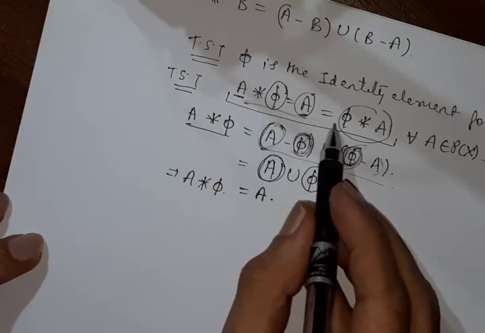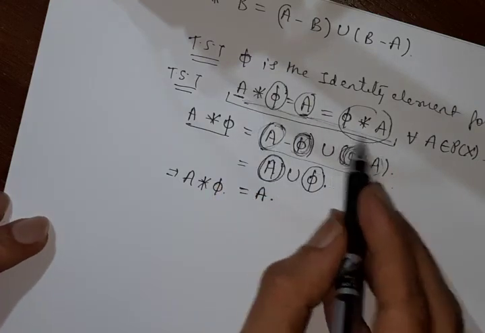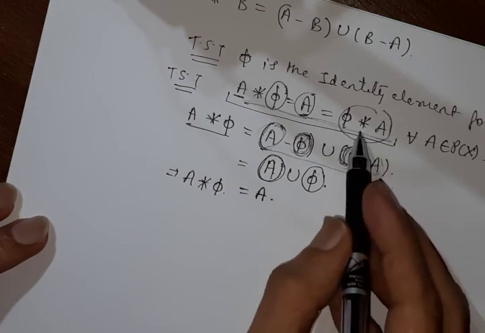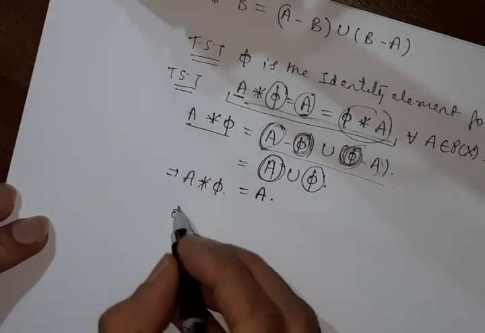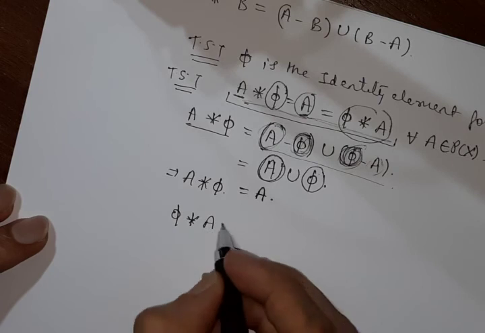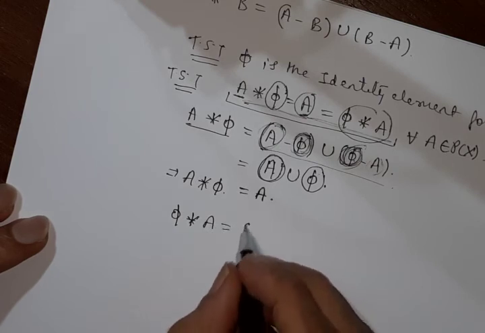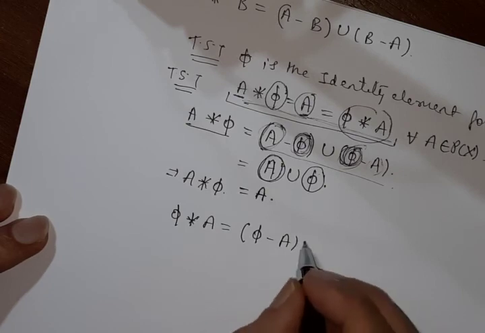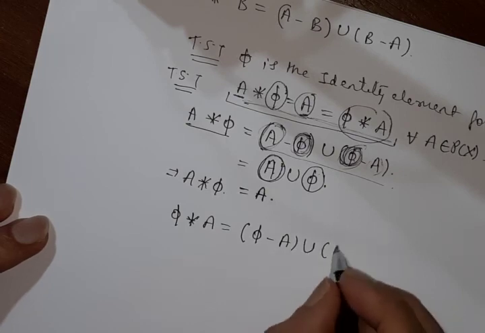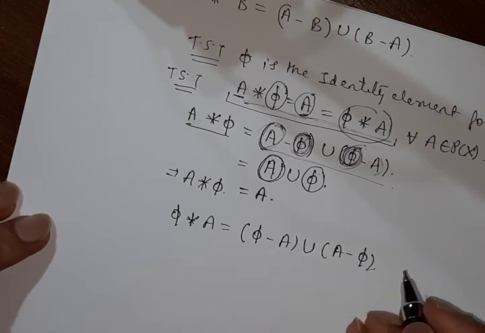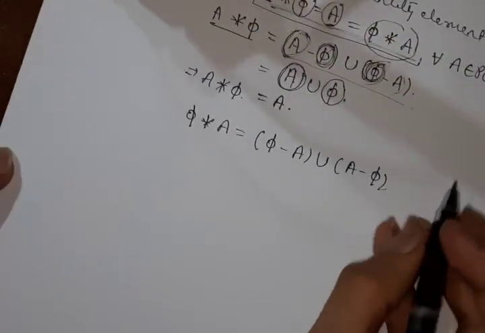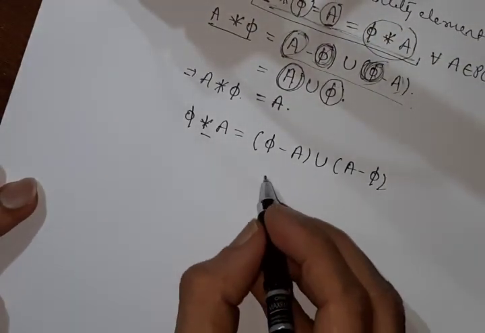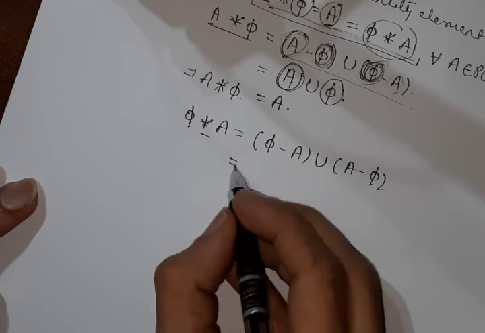Now let us get this. So what we have to check? Empty set star A, right. So empty set star A is equal to what? Empty set minus A, union A minus empty set. This is the definition of the star operation.